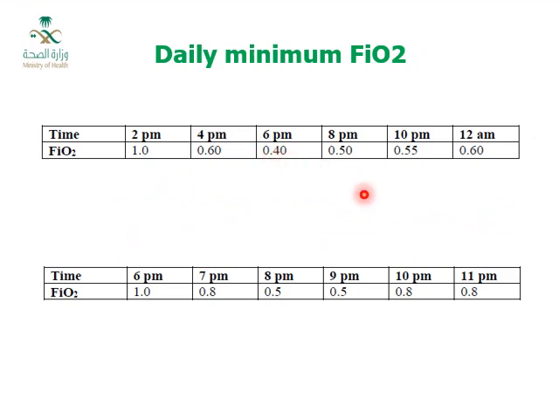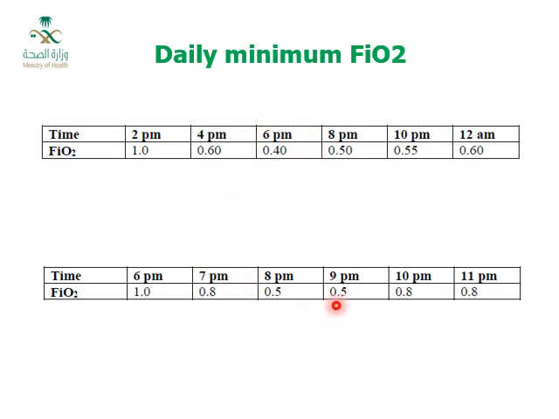Here is an example of how to define the daily minimum FiO2. We have this record for the FiO2, and it's recorded every 2 hours, as you see. Because it is recorded every 2 hours, we will take the lowest value immediately. Here we have 0.40, which is 40%, the lowest value.